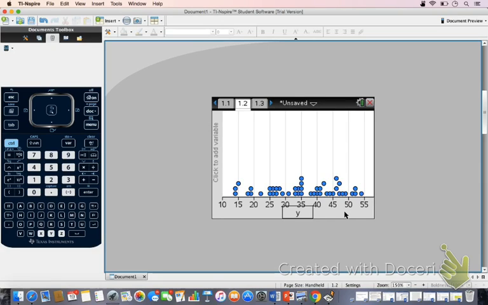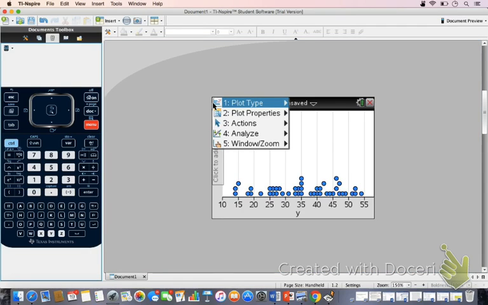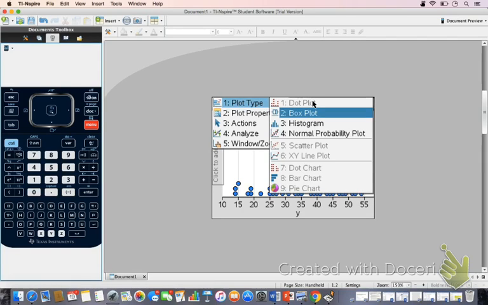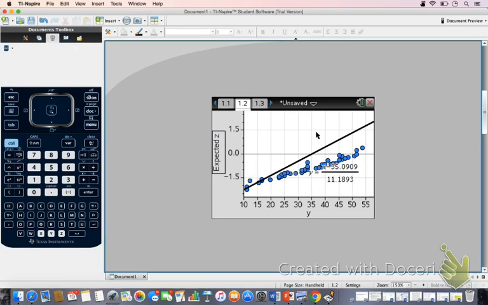It doesn't really tell me if my data is approximately normal or not, but I can change my plot type to determine that. So to change my plot type, we go to Menu, and there's your choice on number 1, Plot Type. If I select Plot Type, I'll see Normal Probability Plot as number 4. If we select Normal Probability Plot, the black line is a normal probability line, and our blue dots let us see how closely we are approximating a normal distribution. The data looks approximately linear, so we can say that we're approximately normally distributed.